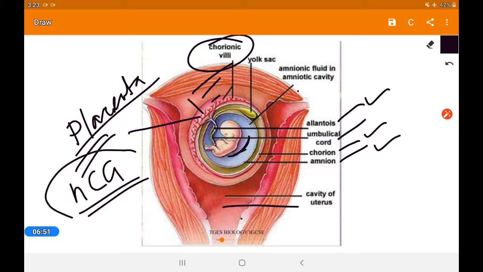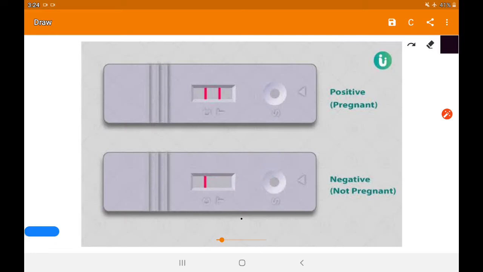So, with the help of this hormone in molecular diagnosis, we made that pregnancy kit. Let's see how it can work. It is related and it is in your syllabus also. How this kit is prepared, that you have to understand.